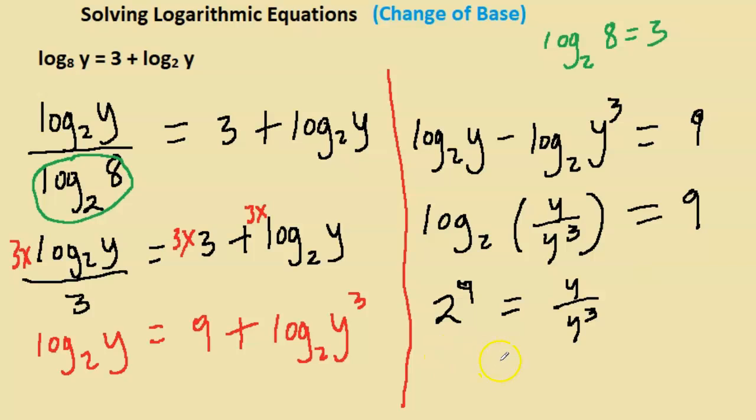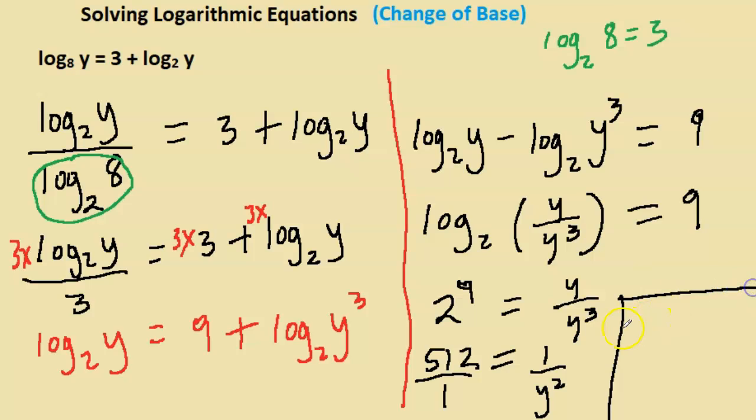So what's 2 to the power of 9? That's 512. And y over y cube, that's 1 over y squared, right? Because y into itself is 1, and so it's 1 over y squared, because this y divided into this gives us y squared, alright? So 512 over 1 is equal to 1 over y squared. So we can just flip both sides and say 1 over 512 is equal to y squared. So just reciprocate both sides.